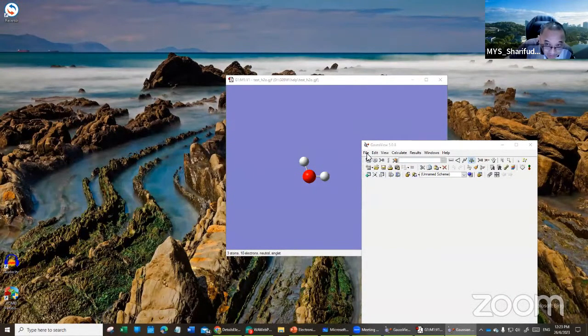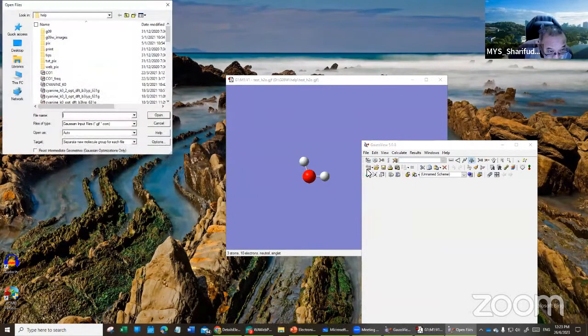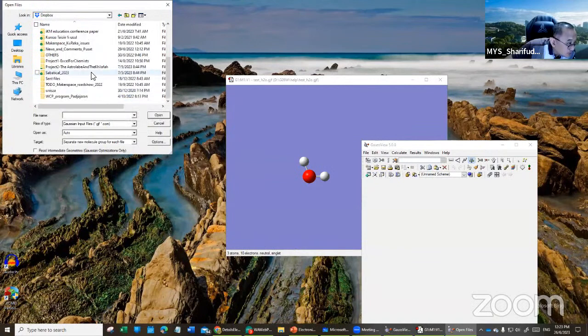I'll just read files that are already available. I've done the calculation yesterday. Open Dropbox.